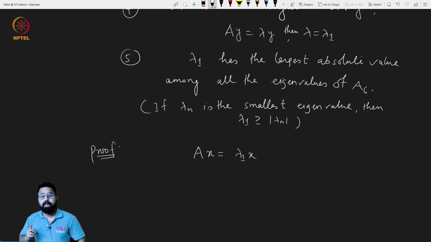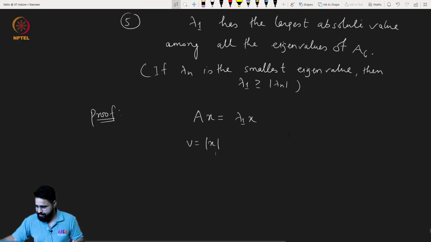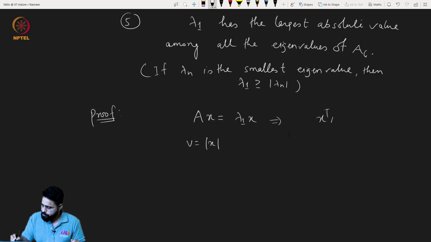Now let me make a vector v which is mod of x. Now v is a non-negative vector, right? And we can indeed prove that this vector will also be an eigenvector of A. So this will imply that x transpose Ax is equal to lambda 1, and lambda 1, if you see it carefully, is always greater or equal to v transpose Av, which indeed is greater or equal to mod x transpose Ax.